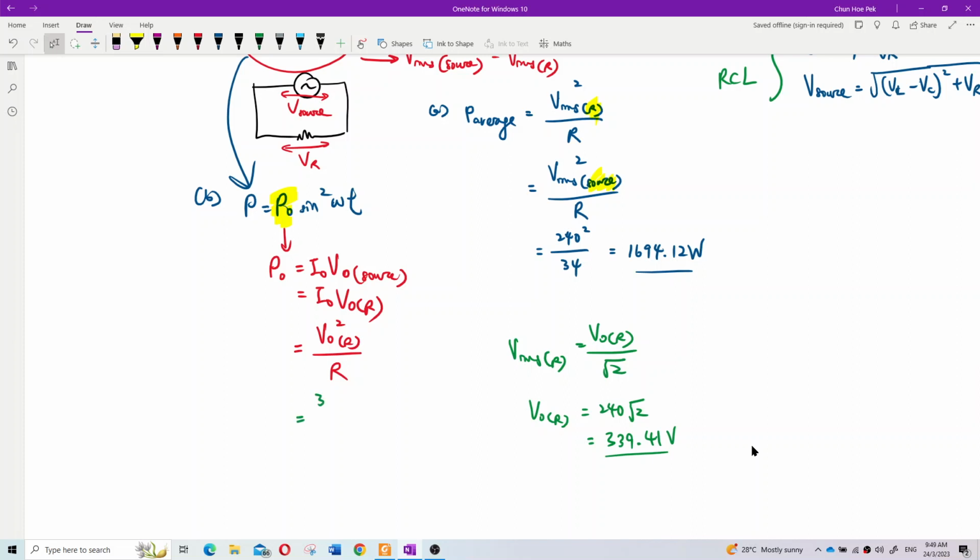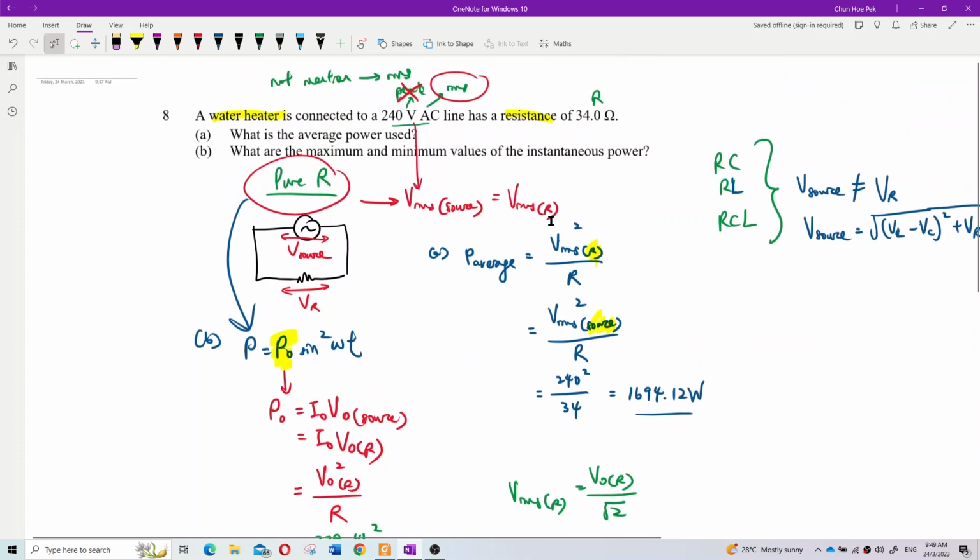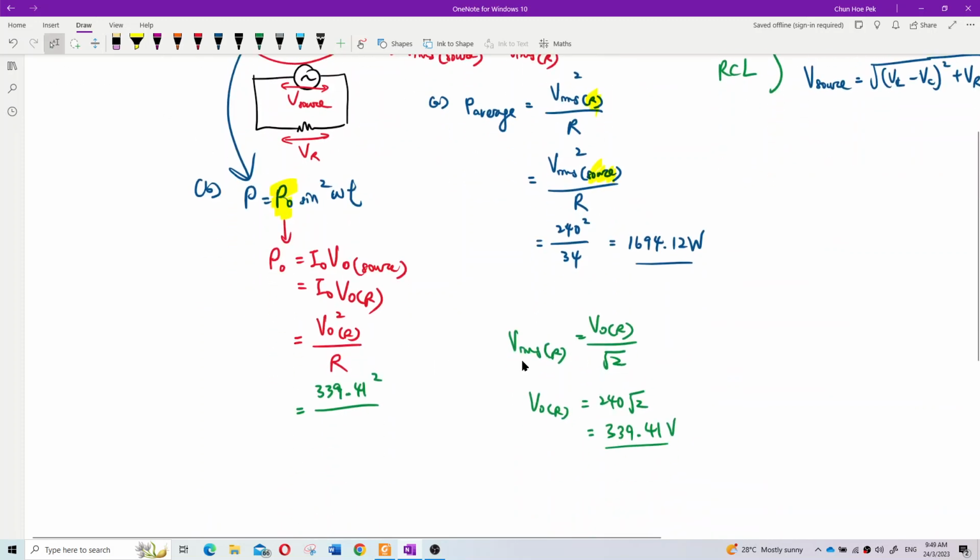So P naught is 339.41 square over V naught R, which is 339.41 squared divided by the resistor. What is the resistor? 34. So square divided by 34, the answer is 3388.24 watt.